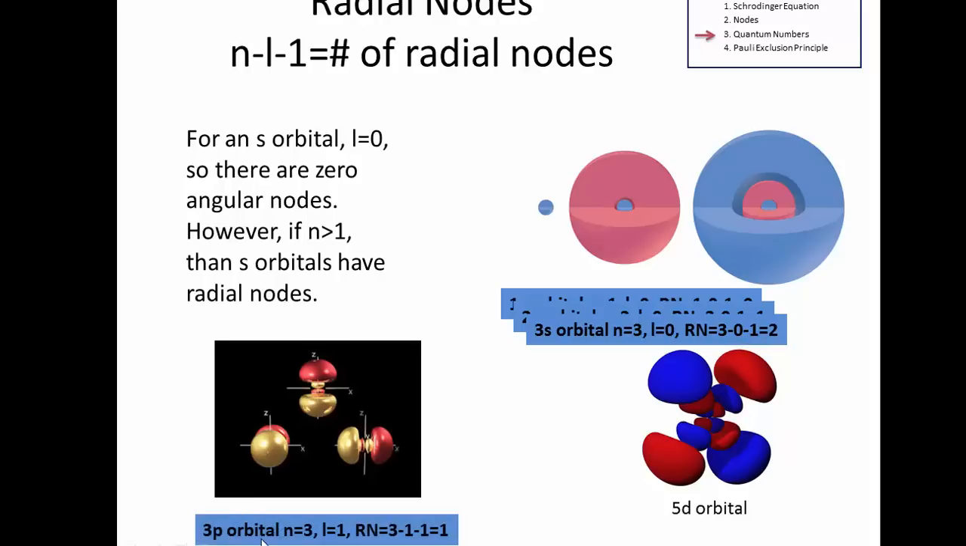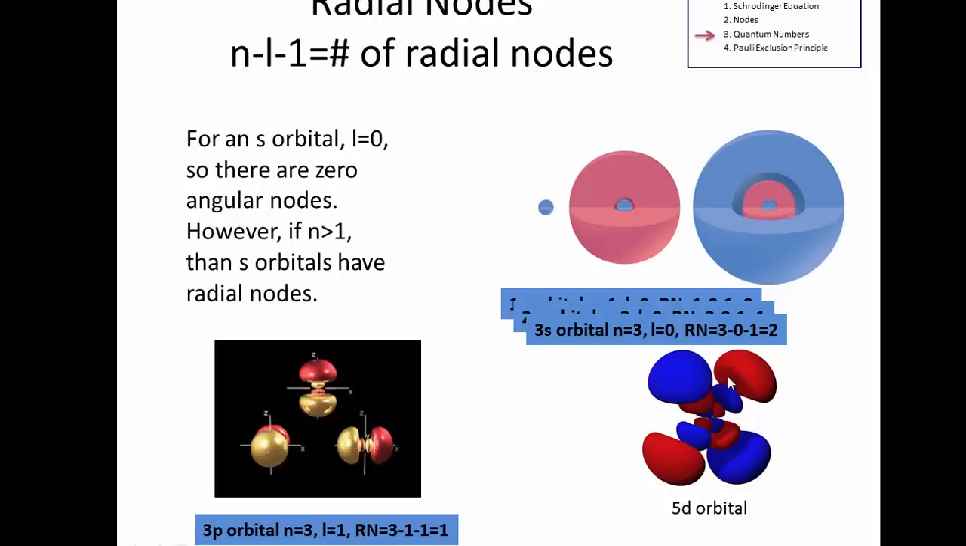For our 3p orbital, n is equal to 3, and now L is equal to 1, right? We have 1 angular node bisecting the orbital. So your total number of radial nodes will be 3 minus 1 minus 1, which is 1. So we have 1 radial node and 1 angular node. We have 2 total nodes, which makes sense because n minus 1, which is 2, is our total number of nodes.